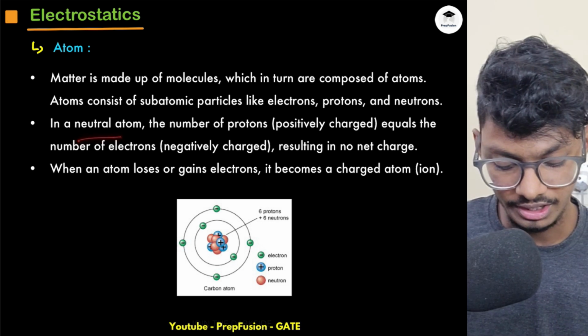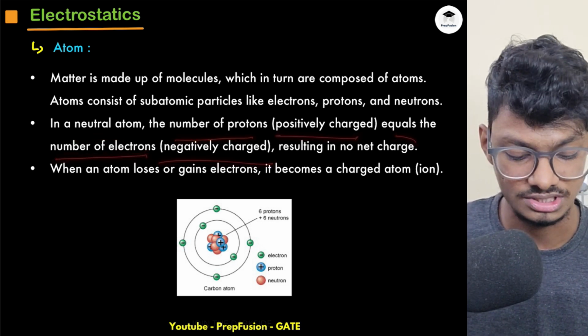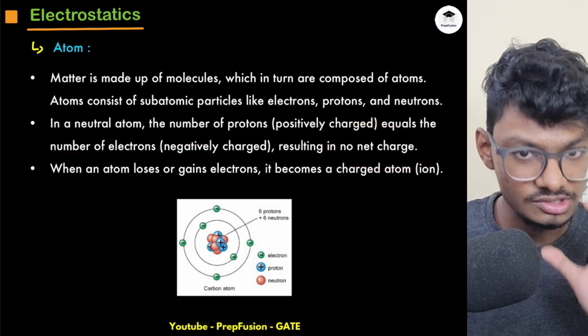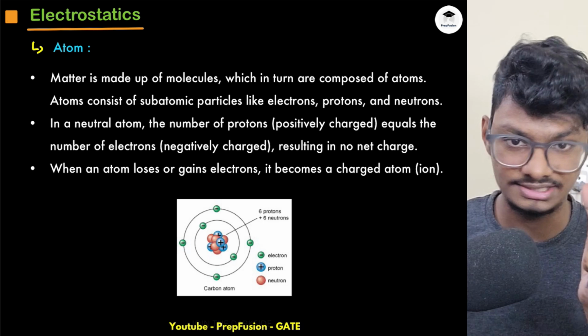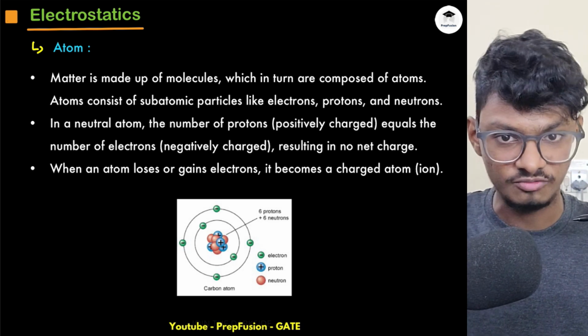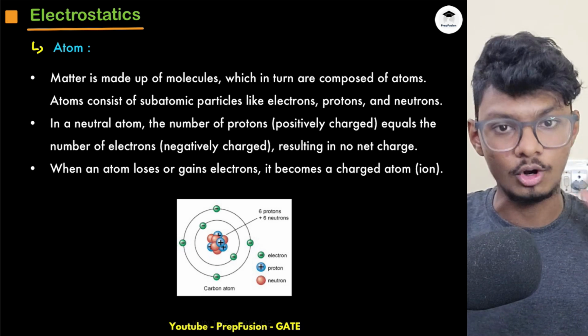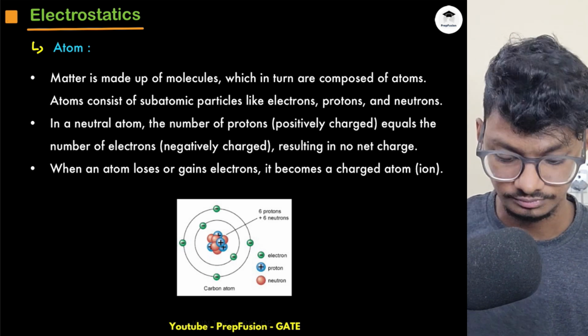In a neutral atom, the number of positively charged protons equals the number of negatively charged electrons, resulting in no net charge. So if the atom is neutral, it is said to have zero charge because the number of protons, whatever the charge amount is, will be equal to the number of electrons, as the magnitudes of the charges of protons and electrons are the same, just opposite. The electron has negative charge, the proton has positive charge.